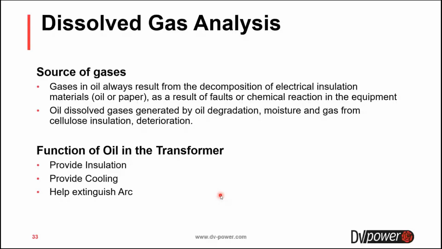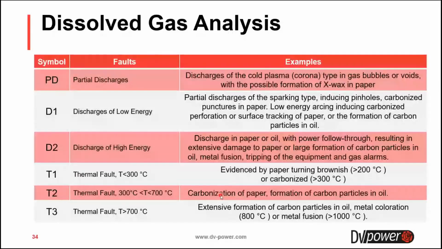In this table, you can see some of the types of faults we can detect with DGA. That will be partial discharge, discharge of low energy, discharge of high energy, thermal fault with temperature below 300 degrees, T2 thermal fault with temperature above 300 and below 700 degrees, and T3 is thermal fault with temperature above 700 degrees.